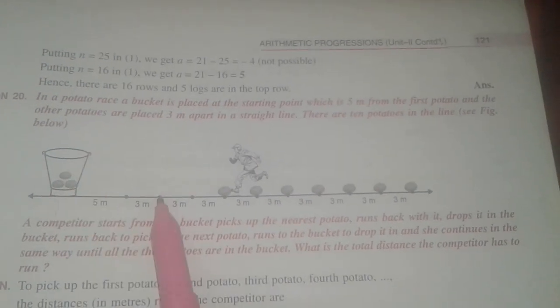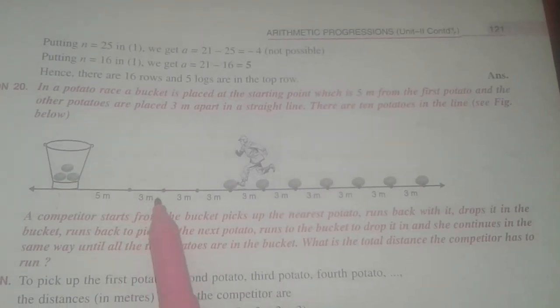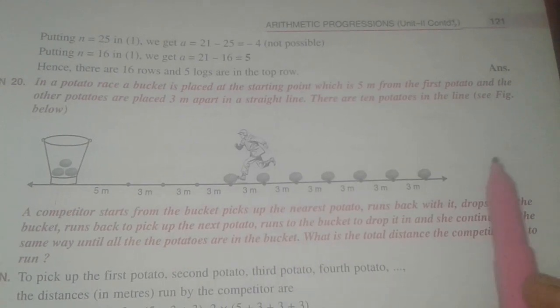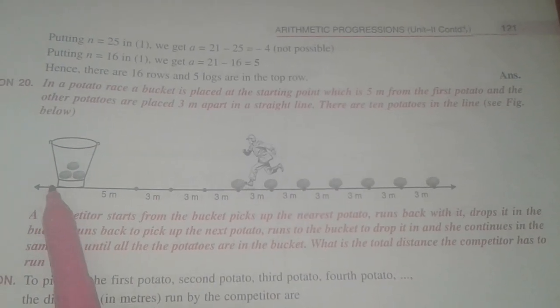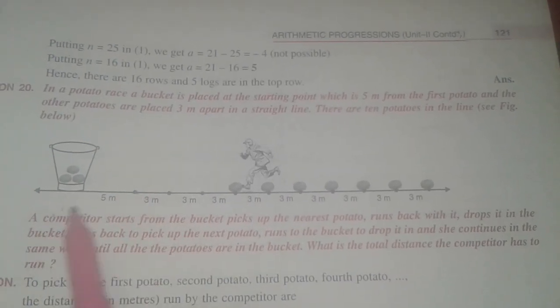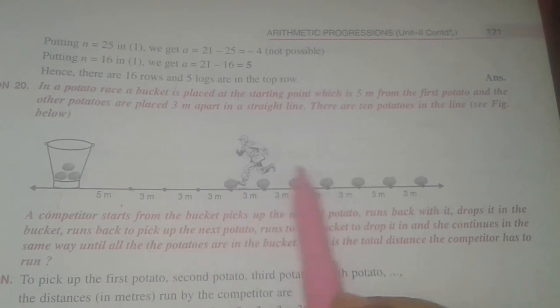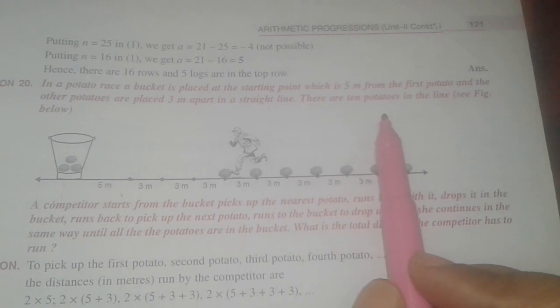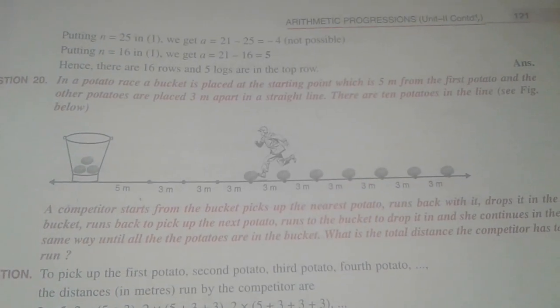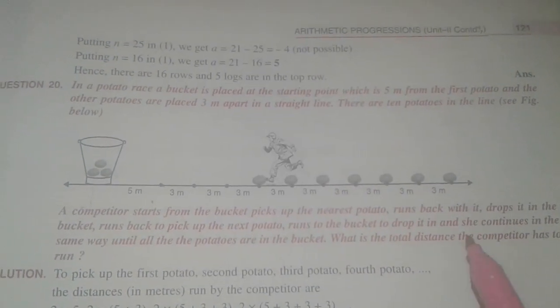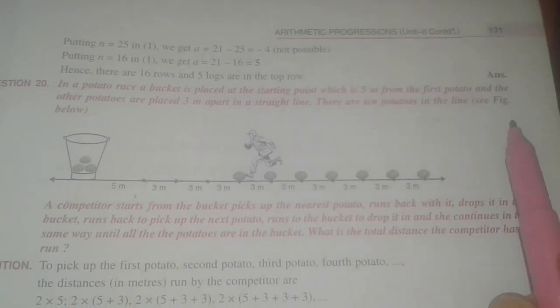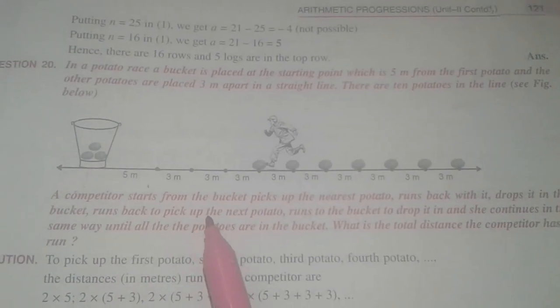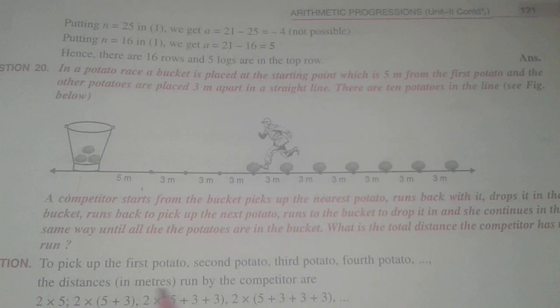And other potatoes are placed 3 meter apart in a straight line. Means from the starting point to the first potato it is 5 meter and the remaining distance is 3 meter. So there are 10 potatoes. What is the 10 I have to consider here? n. n is 10 in the line. A competitor starts from the bucket. This you have to listen carefully.